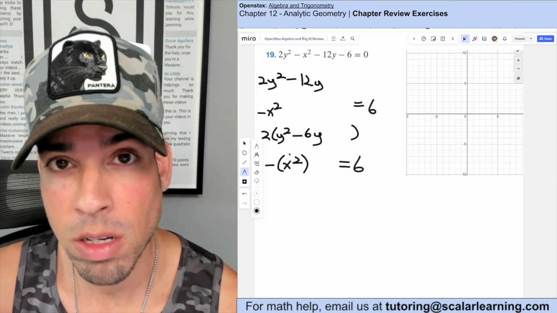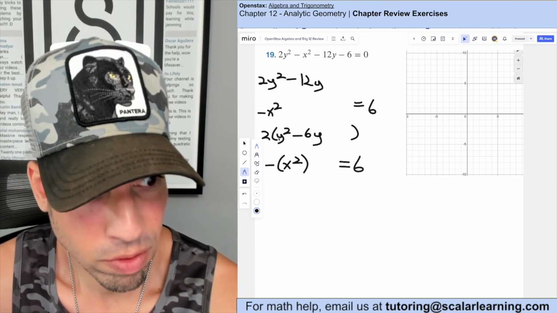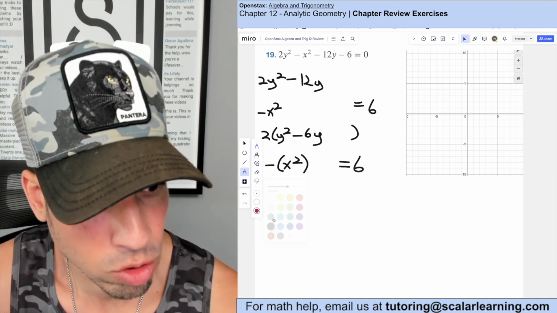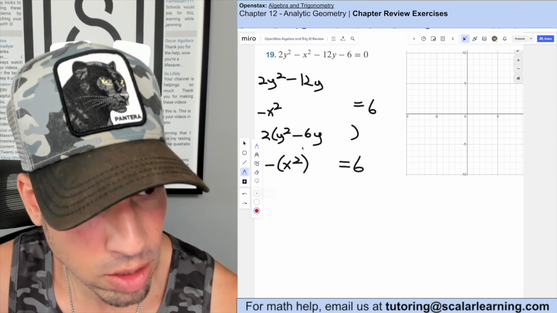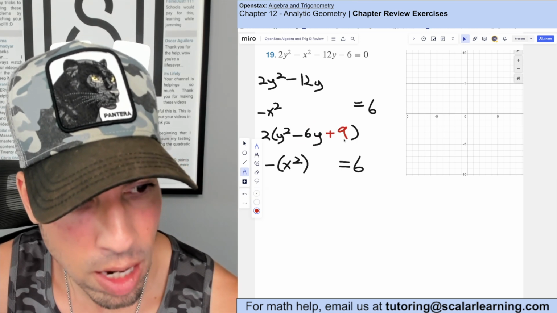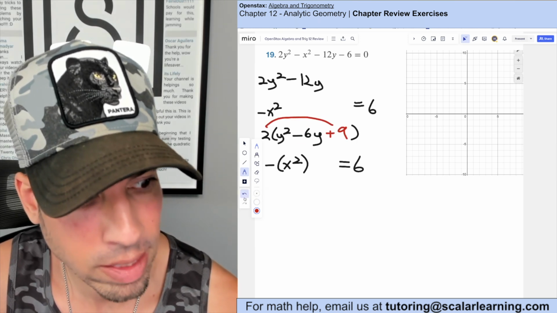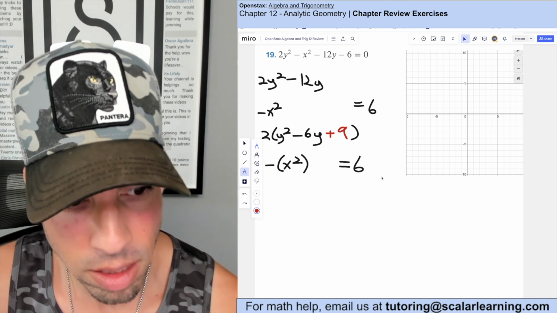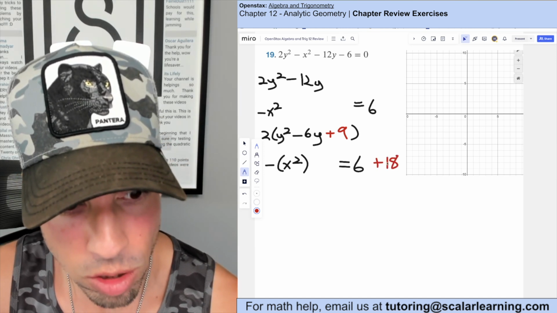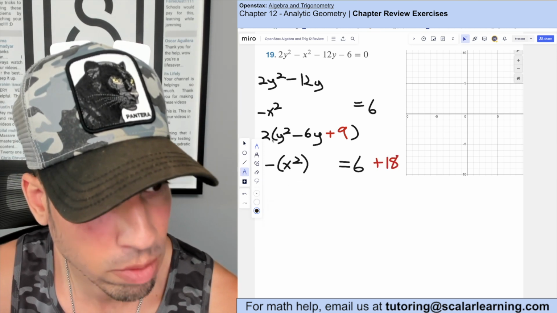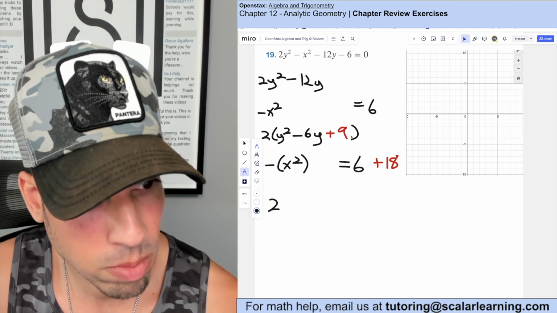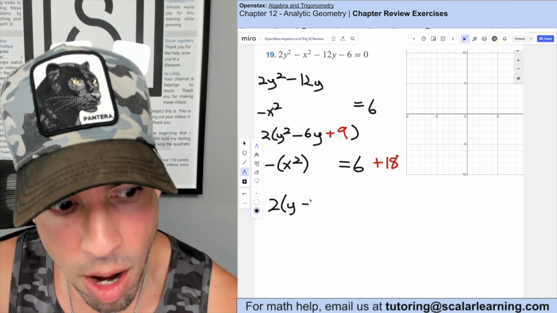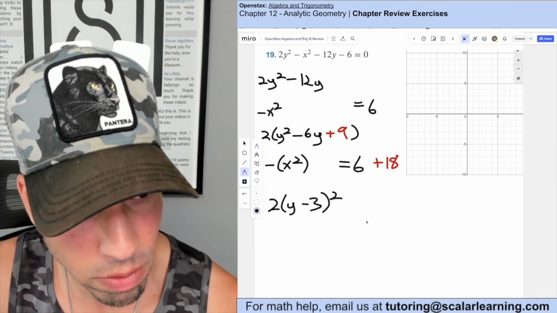Now, I don't need to complete the square for the x because it's already a perfect square. But for this one, I do need to, and I'm going to do that by taking half of that and squaring it, which is 9. But remember, that's really an 18, and if I add an 18 to the left side, I must add 18 to the right side. So now we can simplify this a little bit further, and I've got 2 times, that becomes a nice perfect square of y minus 3 squared, if you factor it.